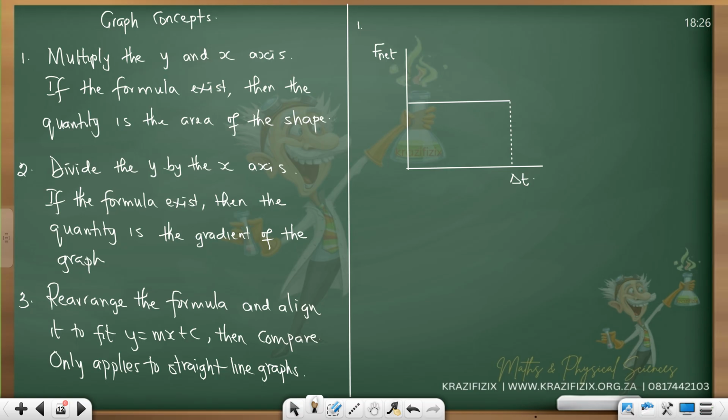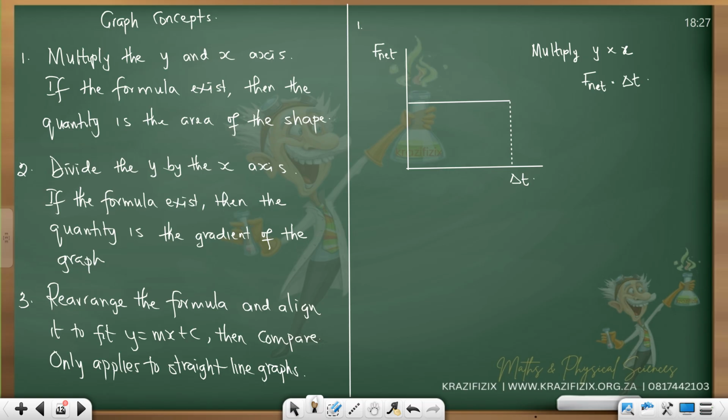All right, now, if you look at number 1, the first graph that I have there, we have a y-axis and the x. Let's follow number 1. Multiply the y and the x. Okay, what's on the y? Let's see. We call it the product. Let's see if it multiplies. Y times x. What would that be? F net.